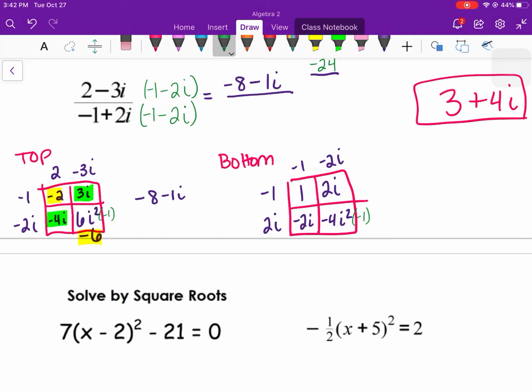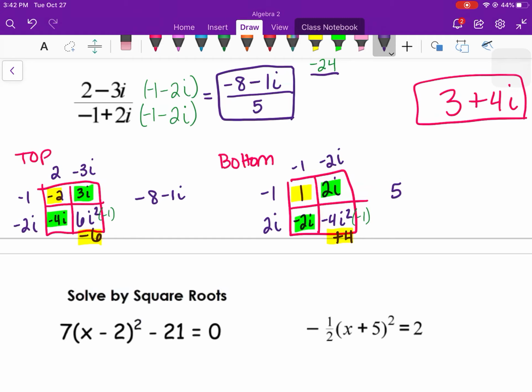And then i squared is -1. So here you have -4 times -1 is going to make that a +4 in the last spot. Then 1 plus 4 is 5. And -2i plus +2i is 0. So there is no imaginary part. It's -8 minus i over 5 is the final answer for that one.